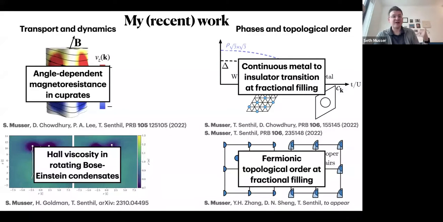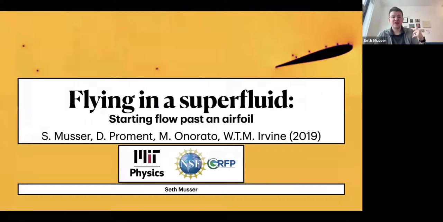But without further ado, I want to jump into flying in a superfluid and talk a little bit about why we might want to fly in a superfluid and the theory of flight that will allow us to understand how we can do that. And then I'll show some numerical data where we were able to demonstrate that it is possible to fly in a superfluid.